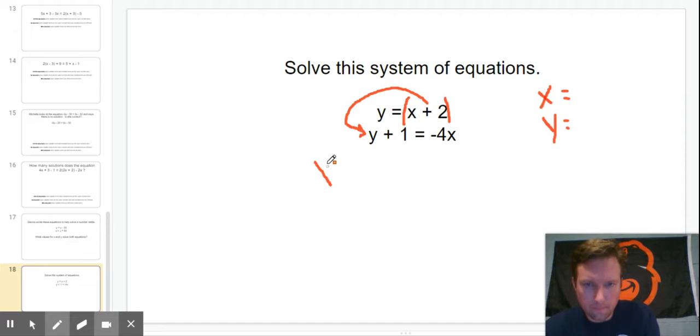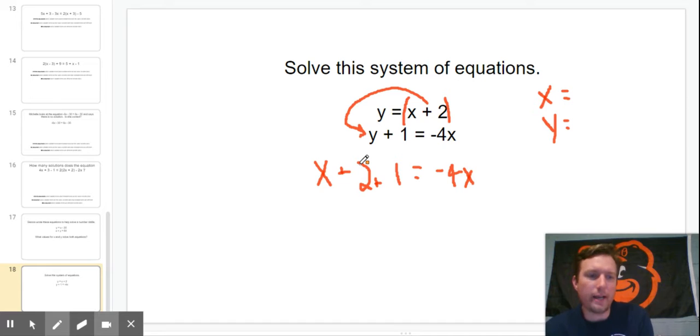So we know x plus 2, plus 1 equals negative 4x. Now, because we have substituted this term, x plus 2, and we've gotten rid of our y, we can solve this now. And we're going to do that by combining like terms. So we have our 2 and our 1 on this side. That's going to give me 3. So I have x plus 3 equals negative 4x.